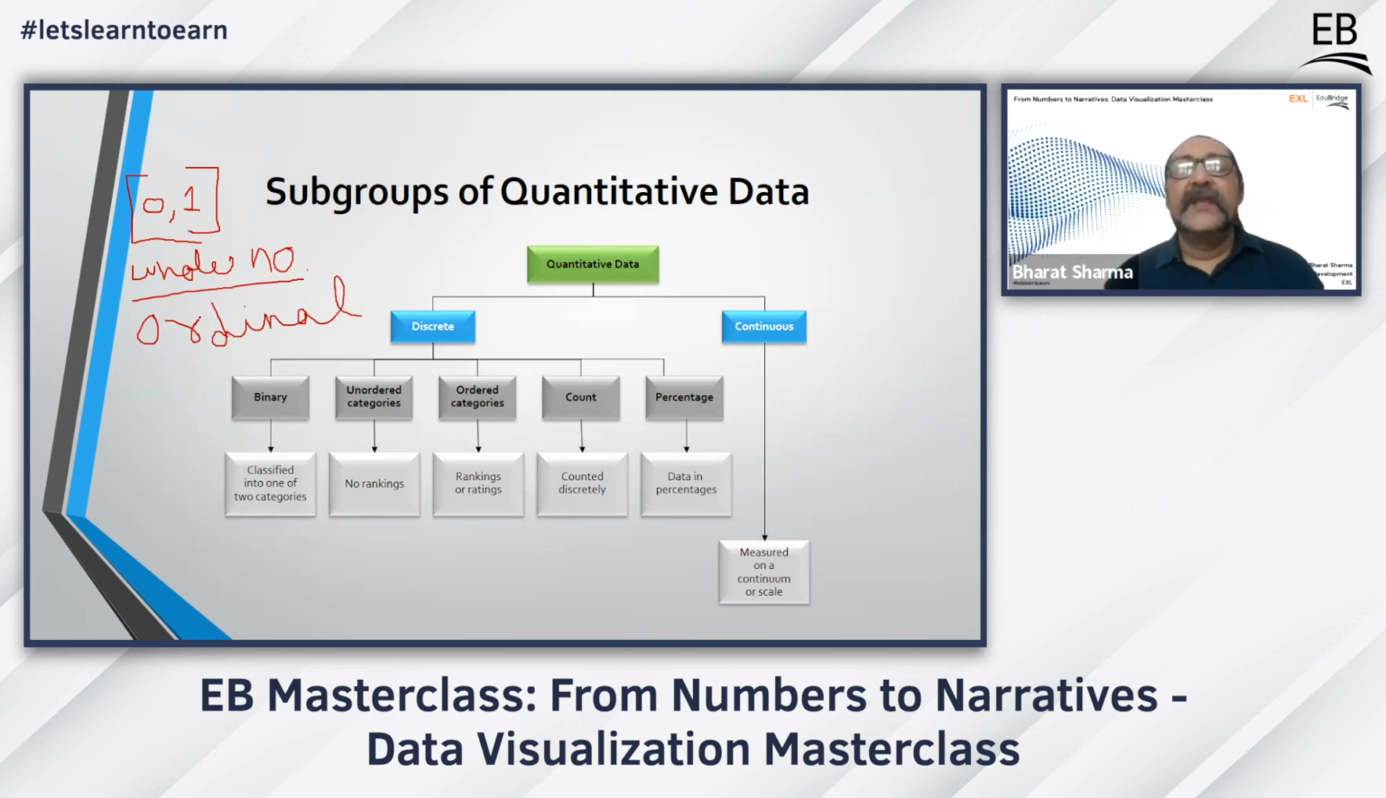Ordinal data. Ordinal means in some order. And ordinal data gets divided into two streams: unordered categories and ordered categories. Let's look at what is the difference between these two.